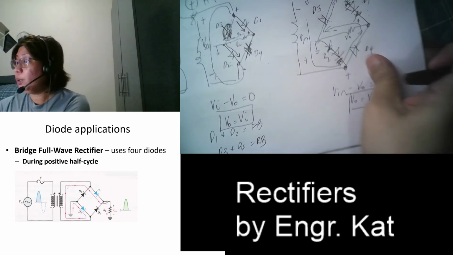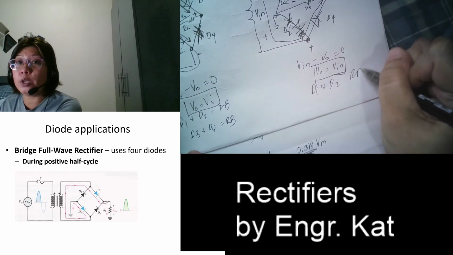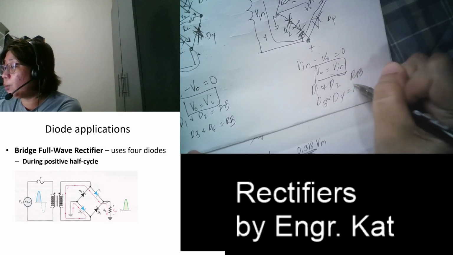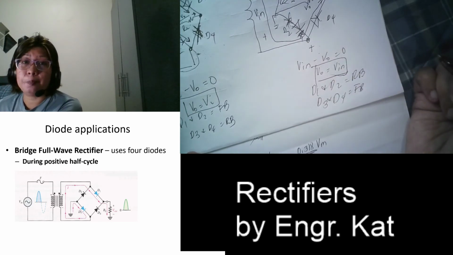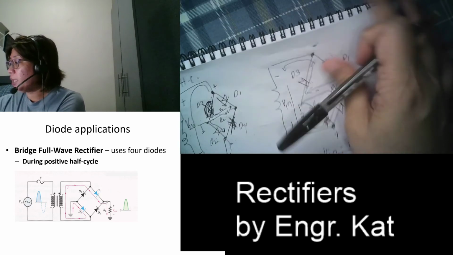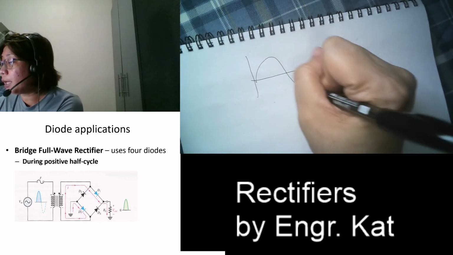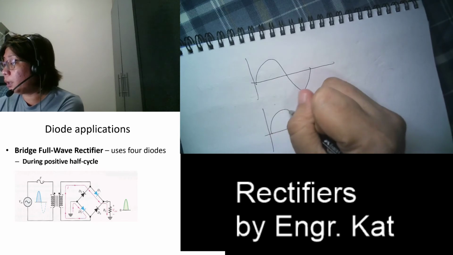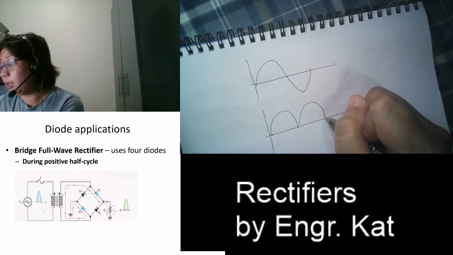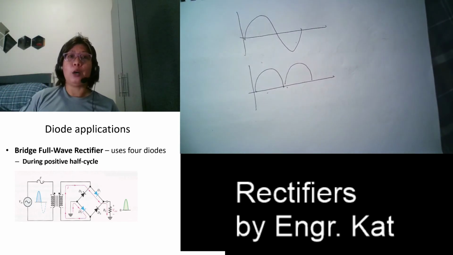Okay? So the only difference is this time, D1 and D2 are the ones which are reverse biased, while now D3 and D4 are the ones which are forward biased. But we have a complete current flow. So during the positive half cycle, what is your output? Vout. During the negative half cycle, what is your output? Also like this. So we just have the same output.